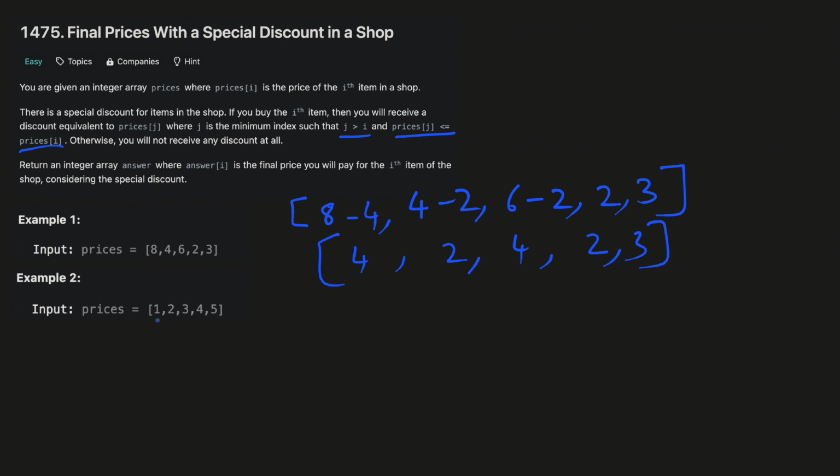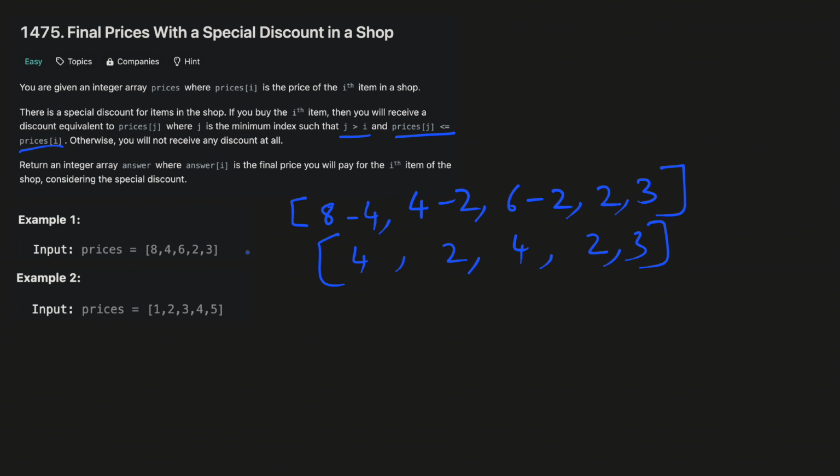Then in example 2, for the given prices array, we cannot get any discount at all because for 1, there is no element on the right of it which is smaller than it. Similarly for 2, 3, 4 and 5, because the array is in ascending order. So the given input prices array will be our answer.